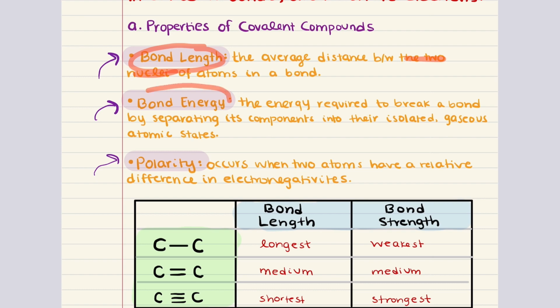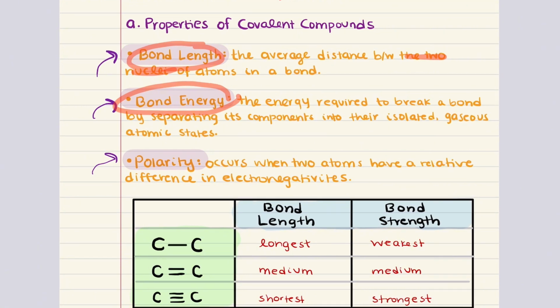Now for bond energy, this is the energy required to break a bond by separating its components into their isolated gaseous atomic states. The greater the number of pairs of electrons shared between the atomic nuclei, the more energy that is required to break the bonds holding the atoms together. And so, triple bonds have the greatest bond energy, and single bonds have the lowest bond energy.